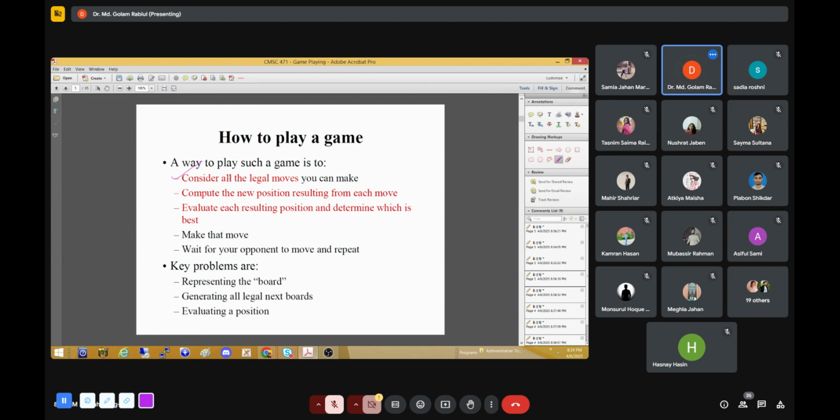That means from each and every state, you have to think about what are the possible new positions I can move from here, and then evaluate each resulting position. That means you have to check each and every alternate position, and then determine or evaluate your betterment. That means you have to move to the position that is the best position, based on the evaluation function.